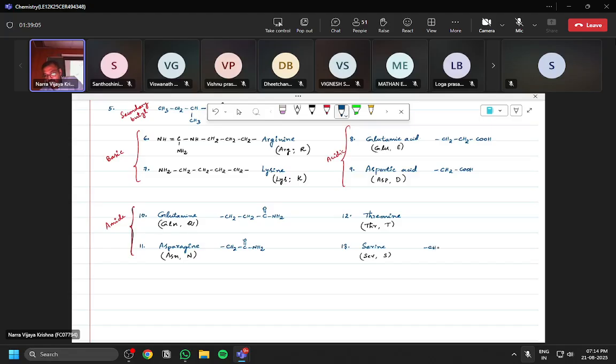Now, same like above. Serine is CH2OH. Threonine, one more carbon extra. CH3, CHOH. Now see this. Serine has primary alcohol. Threonine is having secondary alcohol. Right? Serine is having primary alcohol group. Threonine is having secondary alcohol group. Right? These two are alcohol possessing.